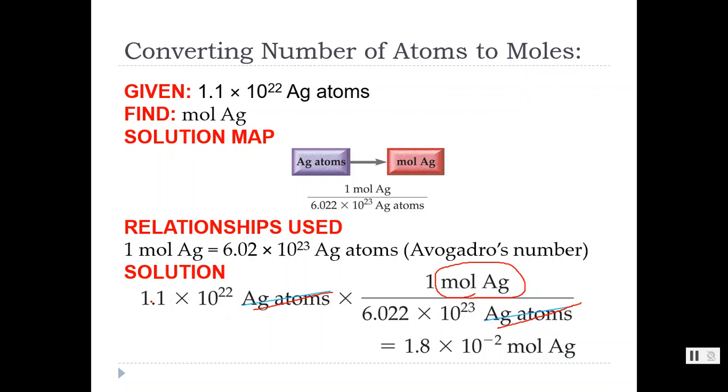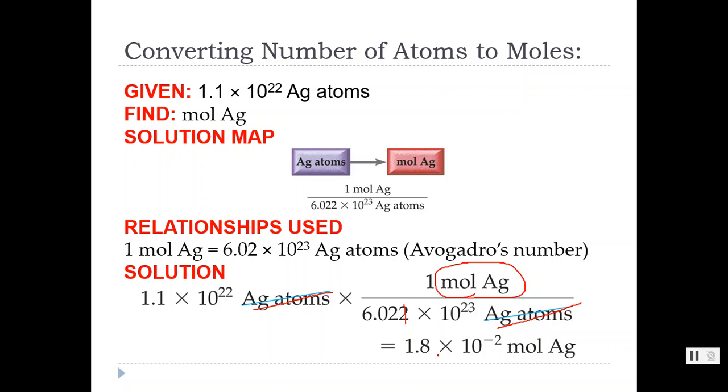So in your calculator, 1.1 times 10 to the 22. And then you're going to divide by 6.02 times 10 to the 23rd. Things that are in the numerator are multiplied. Numbers that are in the denominator are divided. And so doing that division should give you 1.8 times 10 to the negative 2 moles of silver.